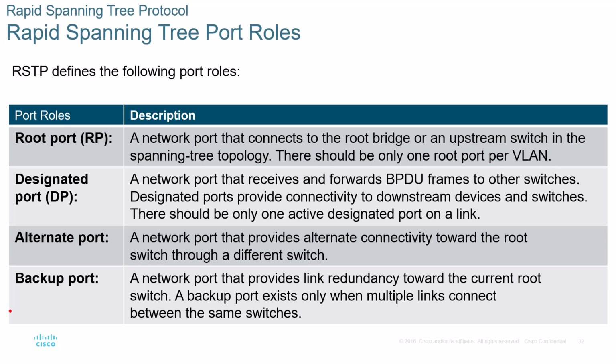Normally when we identify our ports, we're focusing on RP and DP. But because this can also be done per VLAN, we're going to have to look at this per VLAN link and not necessarily for just the layer 2 fabric by itself. A backup port is a network port that provides link redundancy towards the current root switch. A backup port will exist only when multiple links are connected between the same switch.